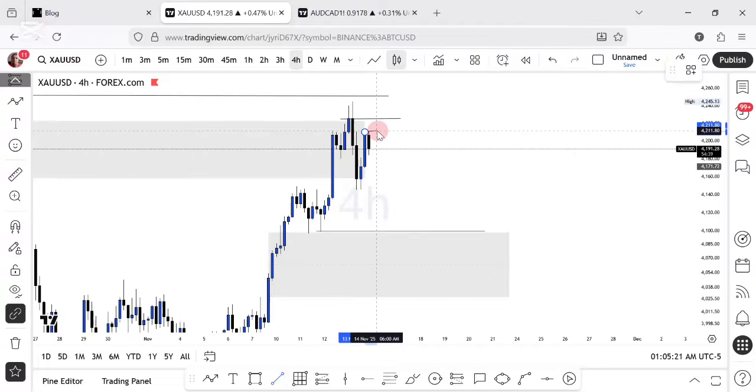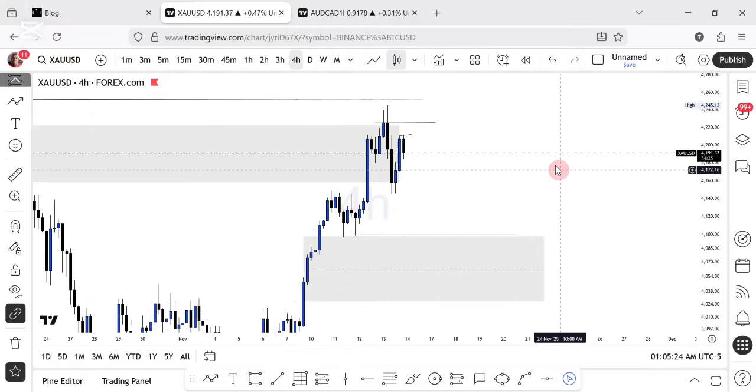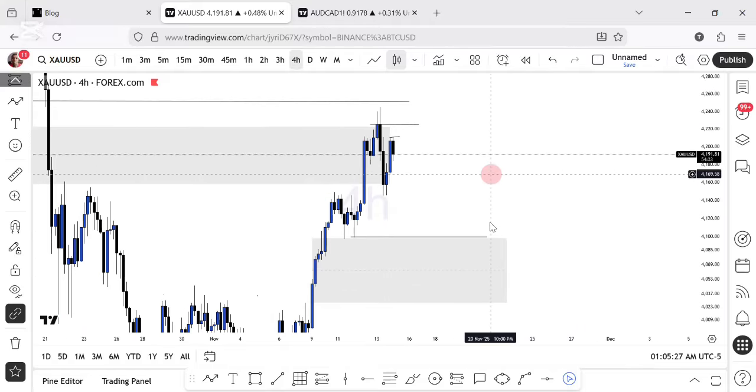Our targets still remain our targets. We are not changing anything in terms of our targets, right? So now when we have something like this, let me quickly label this here.